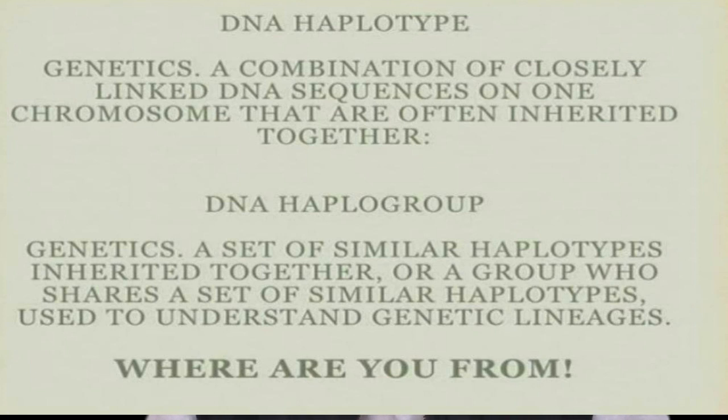A DNA haplotype is a combination of closely linked DNA sequences on one chromosome that are often inherited together, meaning that when they're looking at your DNA, they're looking for certain characteristics that match in different people. A DNA haplogroup is a set of similar haplotypes inherited together, used to understand genetic lineages, meaning this is how they tell who your people are.